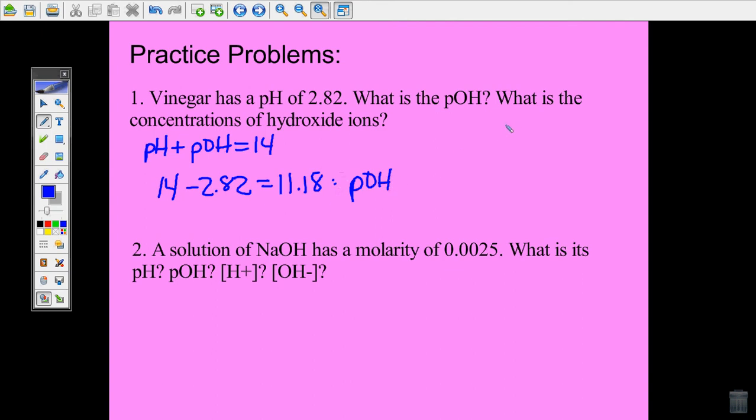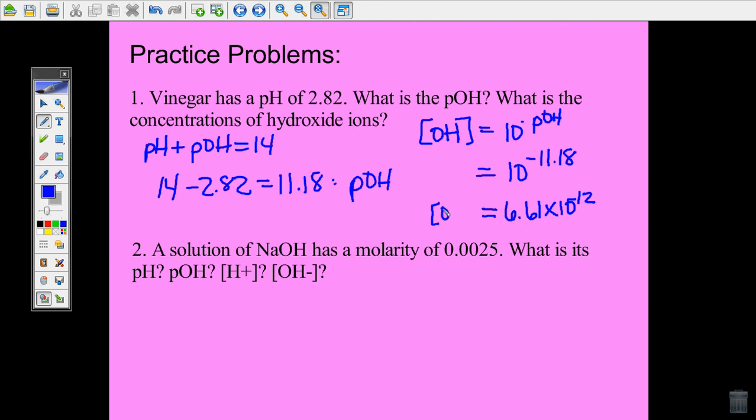What is the concentration of hydroxide ions? Well, from that list of equations I gave you, hydroxide ion equals 10 to the negative pOH. So 10 to the negative 11.18 gives you 6.61 times 10 to the negative 12. That's my OH concentration.